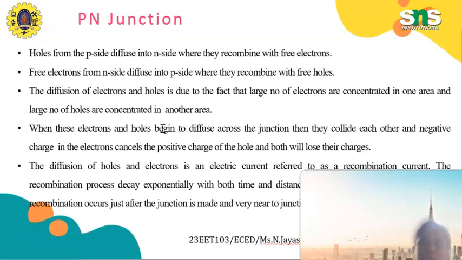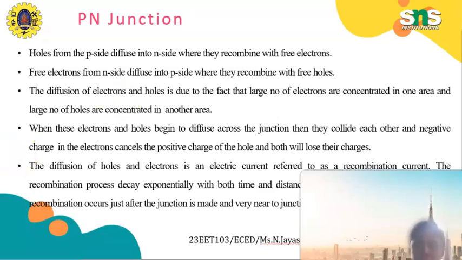When these electrons and holes begin to diffuse across the junction, they collide with each other, and the negative charge of the electron cancels the positive charge of the hole, and both lose their charges. The diffusion of electrons and holes is an electric current referred to as recombination current. The recombination process decays exponentially with both time and distance from the junction. Thus, most of the recombination occurs just after the junction is made and very near to the junction. Okay, that is the PN junction diode.